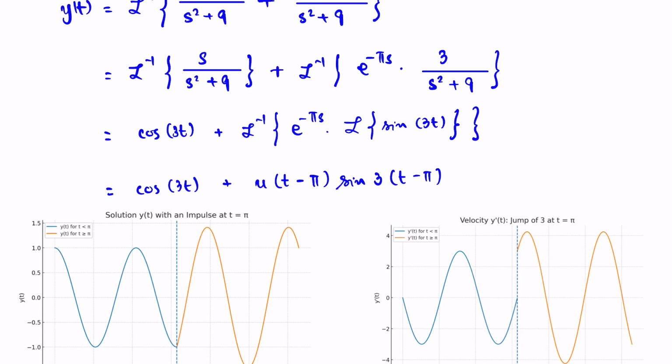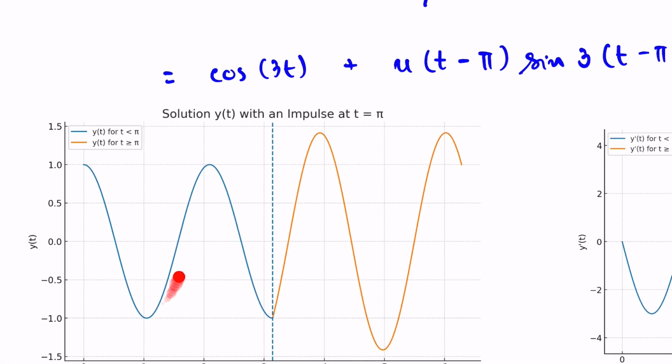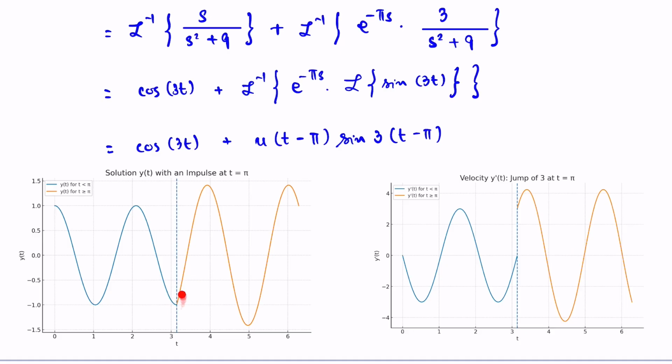Okay, 2 plots. The first one is the solution y of t, you can think of it as the position function. And on the right hand side, you have the velocity function, so y prime of t, when you take the derivative of the function. In this function, you can see that there are 2 parts. One part is a combination of cosine and sine functions when t is less than pi, and purely a sine function when t is greater than pi. So there is the impulse happening in the middle here, at t equal to pi.